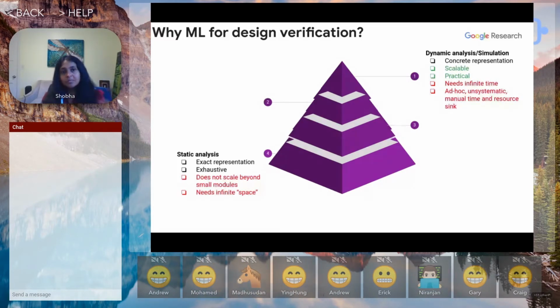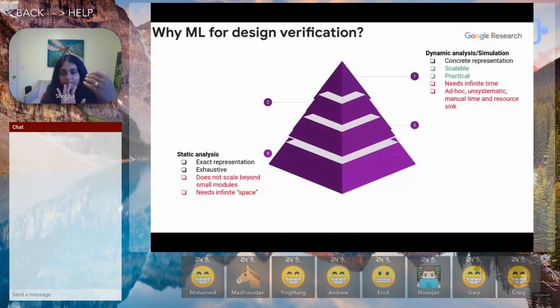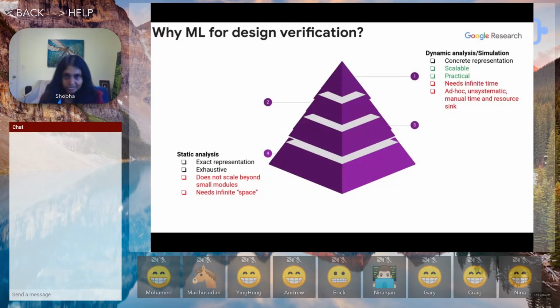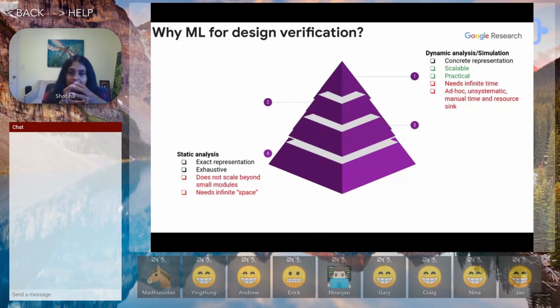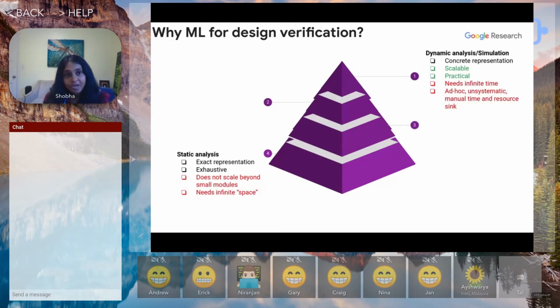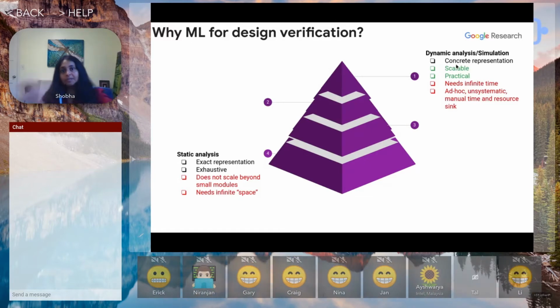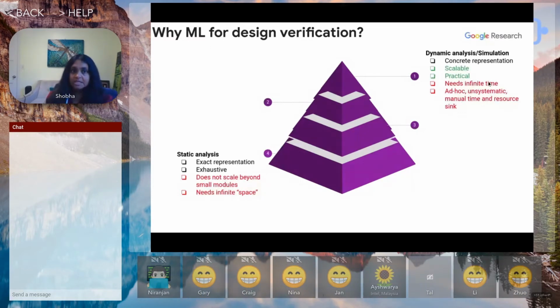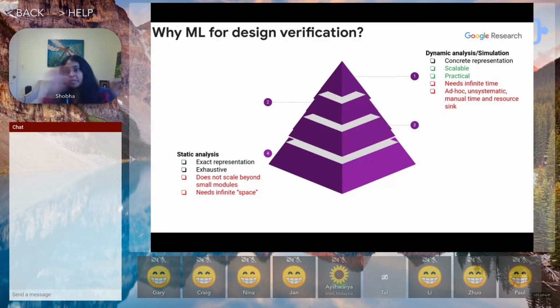We will be revisiting this pyramid later in the talk, but for now, I think it is a good way to structure this discussion to get an understanding of why ML for this problem, and how ML can contribute and has contributed and will contribute for this problem. So we will start by looking at two different kinds of solutions on the spectrum. One kind of solution is dynamic analysis or simulation. The other kind of solution is static analysis, which is exact representation, that's based on exhaustive methods.